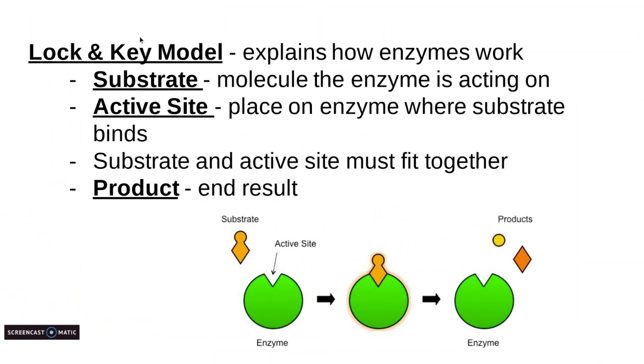So this lock and key model explains how an enzyme works, kind of like a key and a lock. The substrate is our key, has to fit into the active site, the keyhole in the enzyme. So the active site's in the enzyme. And then once it fits in there, if it's the correct shape and we're working at the correct temperature and pH, then we're going to produce our products.